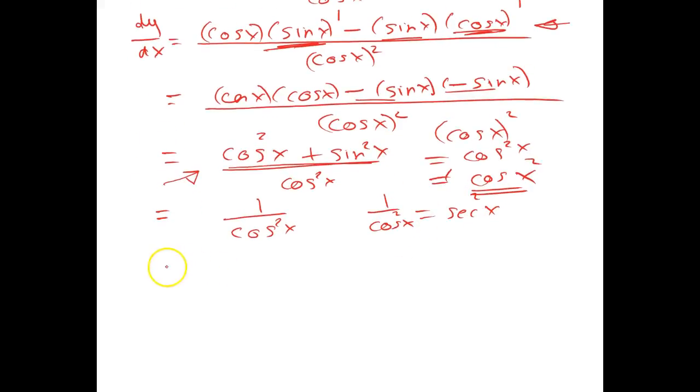And I can simply replace 1 over cosine squared with secant squared x, and we verified the derivative using the quotient rule.